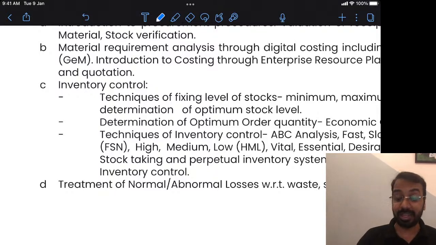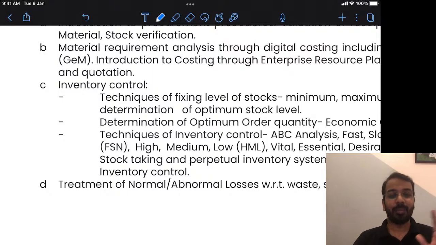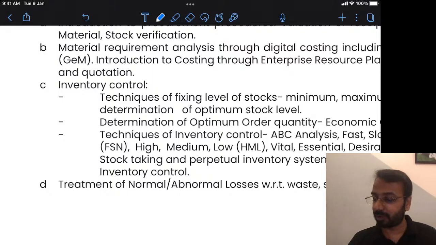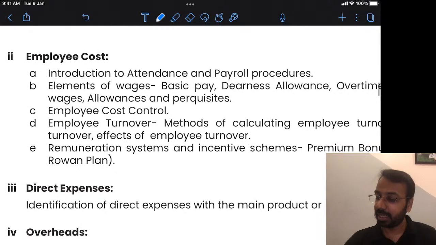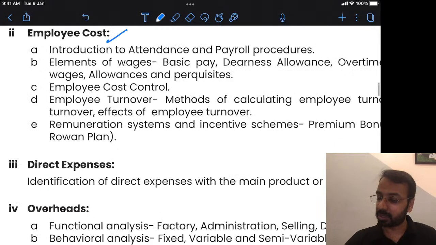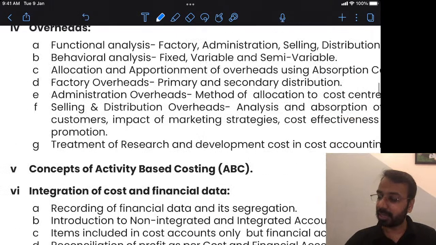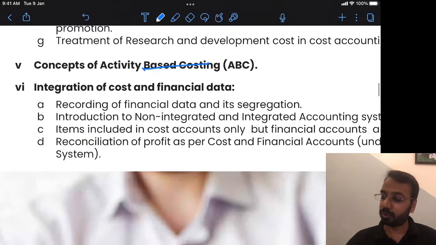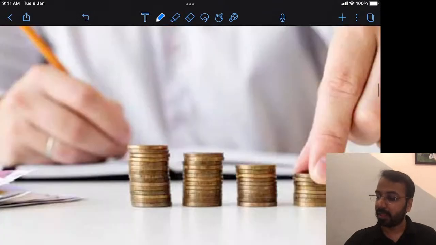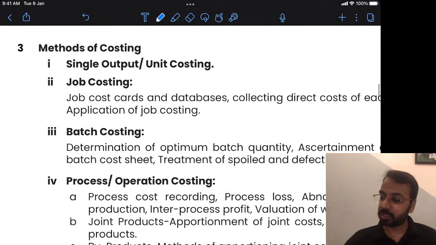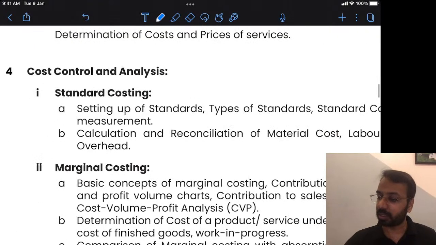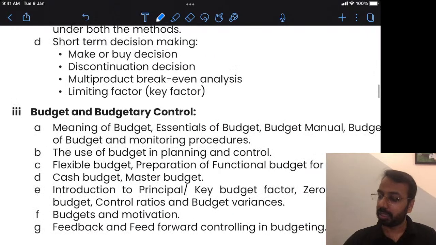Types of question may vary, long question, short questions may vary, but apart from that, I don't see much of a difference. Their employee cost was already there, direct expenses was there, overhead was there, activity based costing was there, cost and financial data where you do reconciliation part, that is already there. Then job costing was there, unit was there, batch is there, process is there, all of these things are there. Standard costing, marginal costing, budgetary control, everything is there.